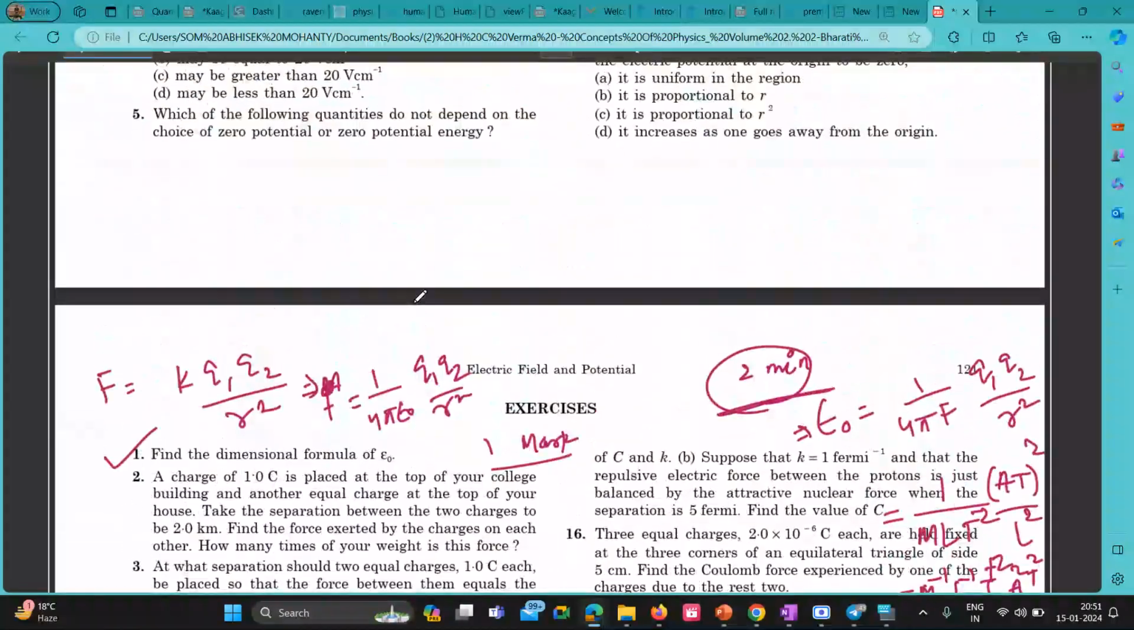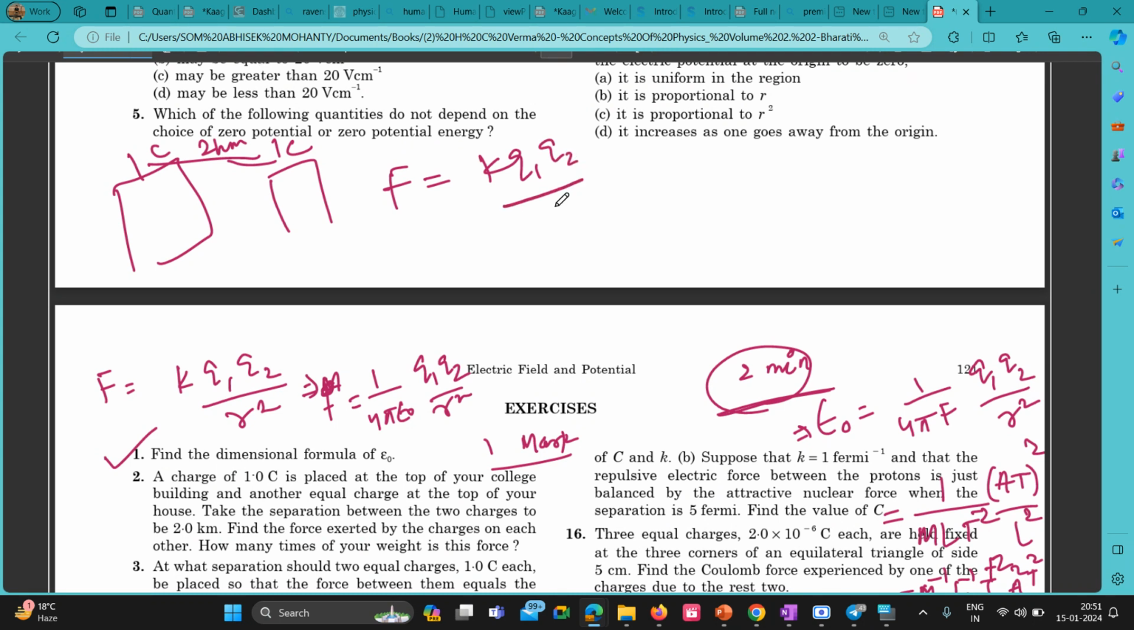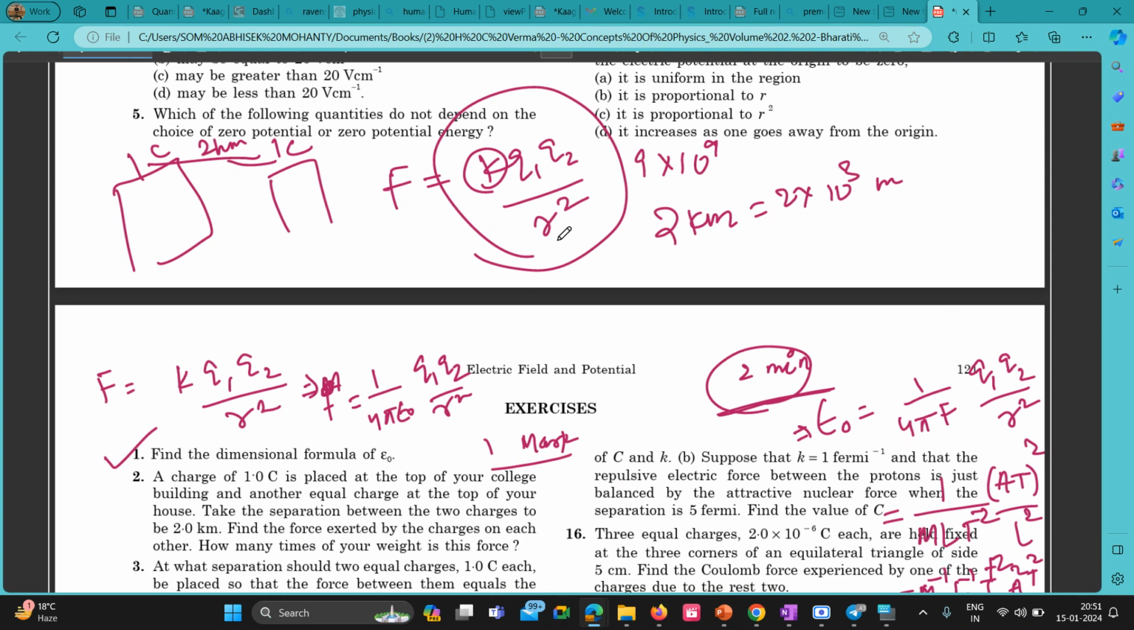A charge of 1 coulomb is placed at the top of your college building, another equal charge of 1 coulomb at the top of your house. Separation between them is 2 kilometers. Force is simple, K Q1 Q2 by R square. You have K as 9 into 10 to the power 9, Q1 is 1 coulomb, Q2 is 1 coulomb, R is 2 kilometers. You have to convert it into meters, that is 2 into 10 to the power 3 meters, and just put it here. You will get the value.